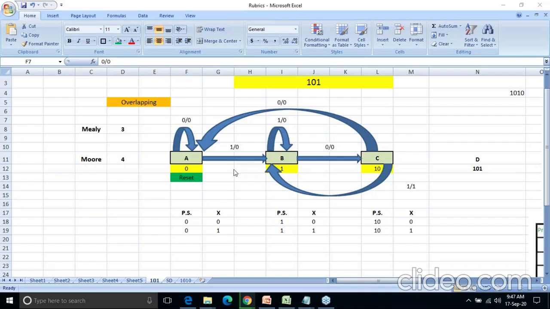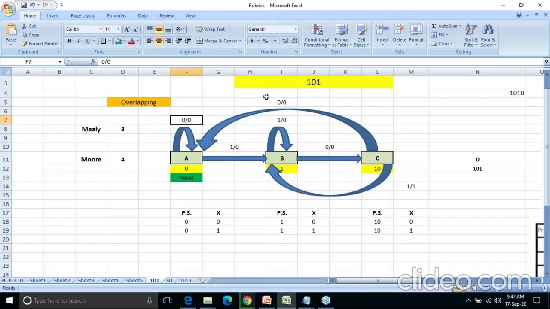Ayush, the input is 0 and the output is 0. Okay, so yes, you understood. Now just concentrate, because this is the easiest method I am telling. Nothing of this is written inside the book or anything.